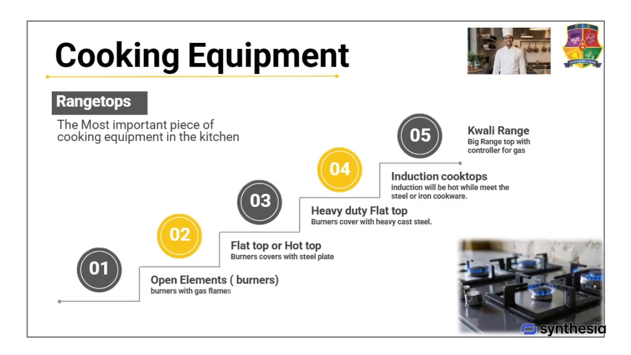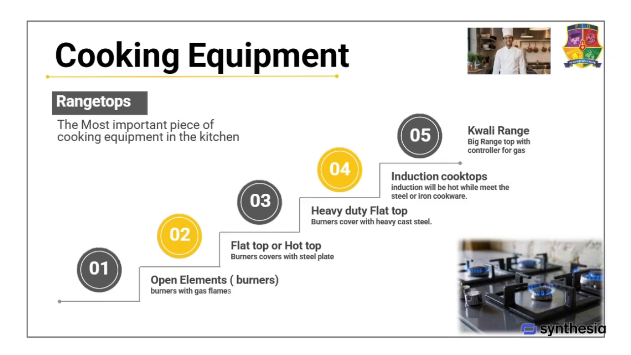Now, let's move to our first category of cooking equipment: range tops. Range tops are one of the most important pieces of cooking equipment in a professional kitchen. There are several types, and each one has different characteristics and applications. First, we have open elements or burners. These use an open gas flame and are commonly used with pots and pans for direct cooking.